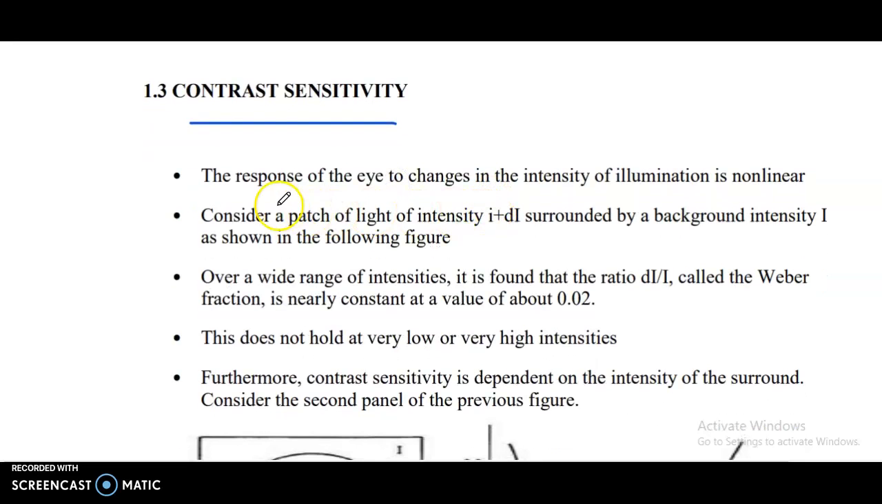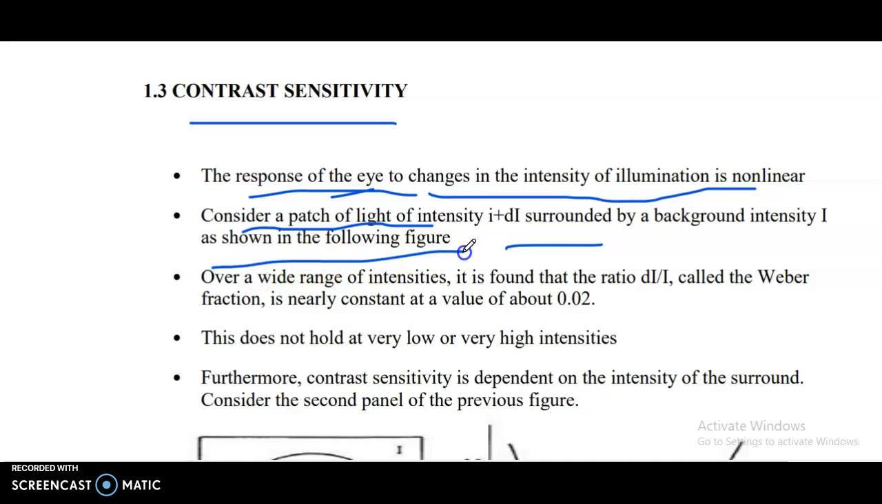Contrast sensitivity. The response of the eye to changes in the intensity of illumination is nonlinear. Consider a patch of light intensity I plus dI surrounded by a background intensity I, as shown in the following figure.